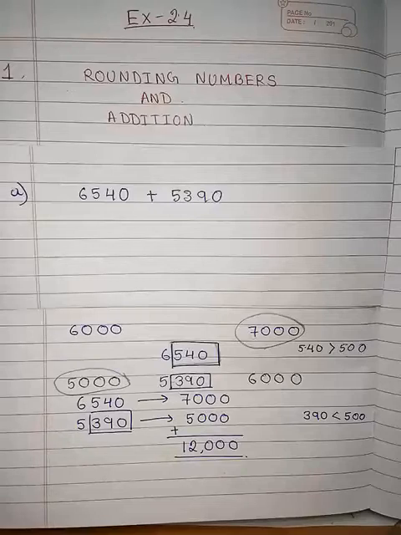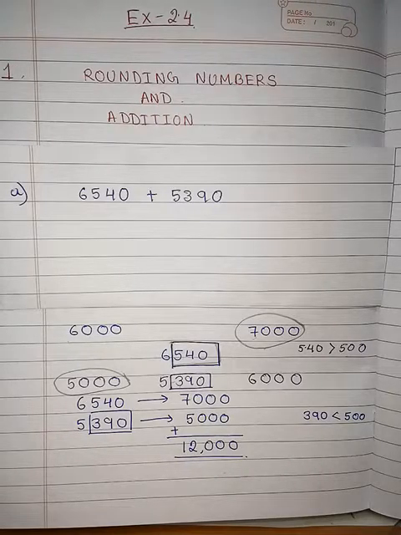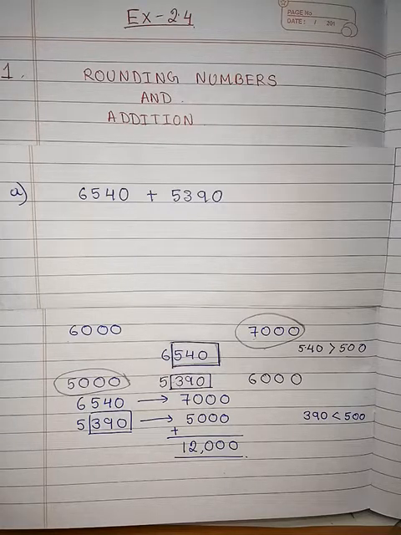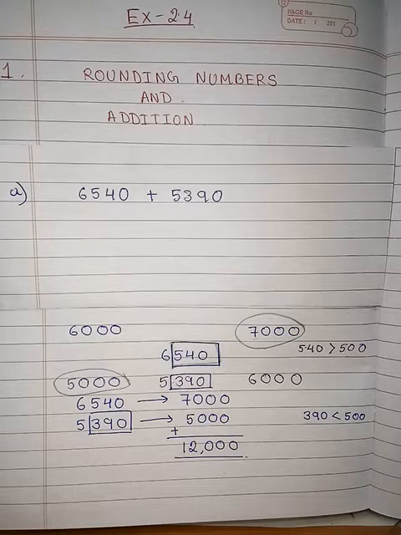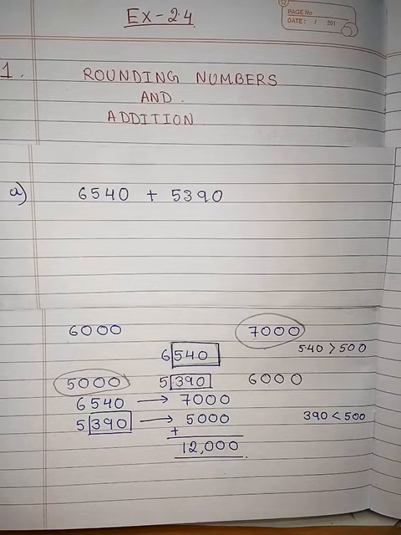Yes, students, exercise 2.4, rounding numbers and addition. First question is 6540 plus 5390. Now, 6540 and 5390 both are 4-digit numbers. We will find the nearest 1000 number. Okay? So, 6540.